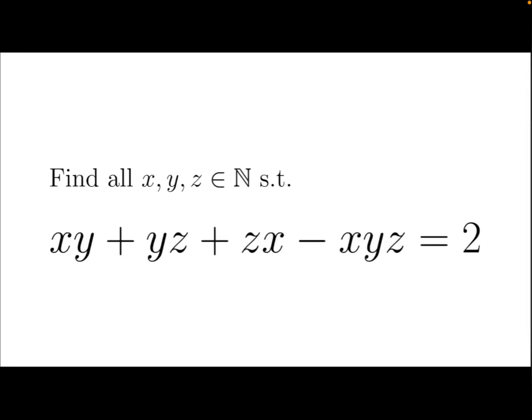In this video, we are going to find natural numbers x, y, and z such that xy plus yz plus zx minus xyz equals 2.